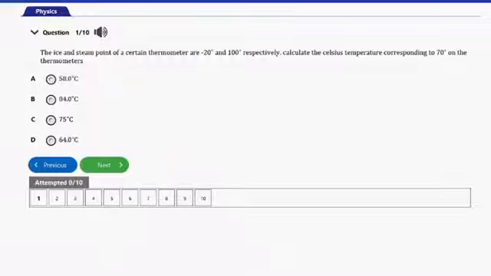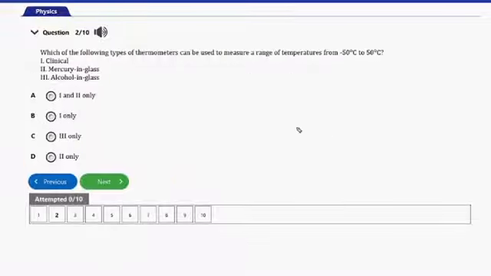So let's go ahead and consider the next question, guys. So that's question number 2 here. It says, which of the following types of thermometers can be used to measure a range of temperatures from -50 degrees Celsius to 50 degrees Celsius? I, clinical. II, mercury in glass.